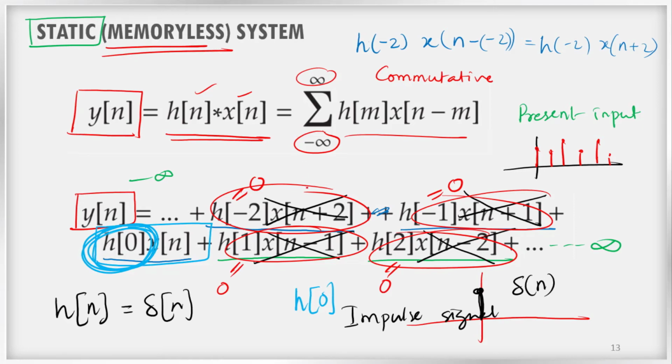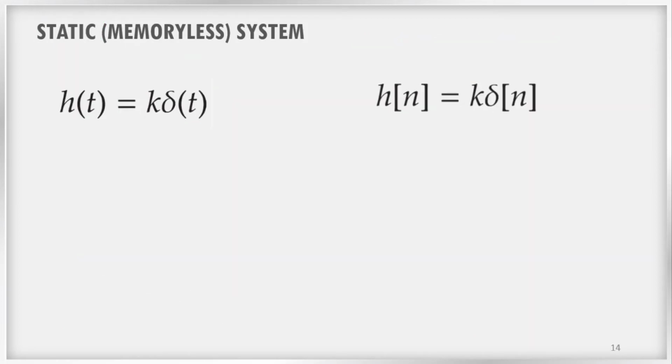In the case of a static or memoryless system, the impulse response is just an impulse located at n equal to 0. For the continuous time case, we can say that the impulse response is equal to an impulse. Sometimes it will be multiplied with some value. It may be an amplifier or an attenuator. Sometimes k will be 1, right? Anyway, we can give a constant k. So h of t is just an impulse, maybe multiplied with some value.